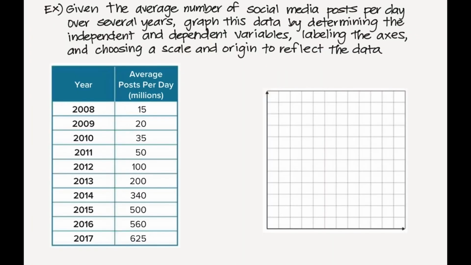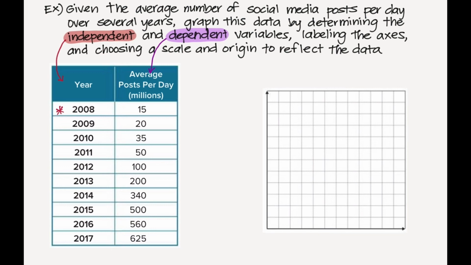So that's it. For our final example, it says, given the average number of social media posts per day over several years, graph this data by determining the independent and dependent variables, labeling the axes, and choosing a scale and origin to reflect the data. Our independent variable is typically the x, which in this case is the year, and the dependent variable is the average posts per day, because it depends on what year you choose.